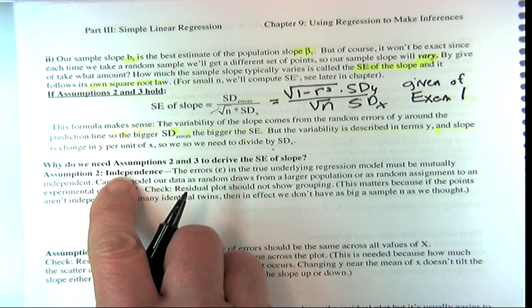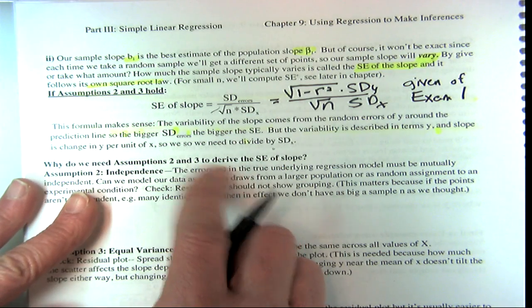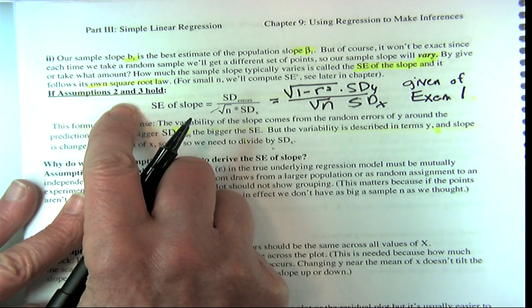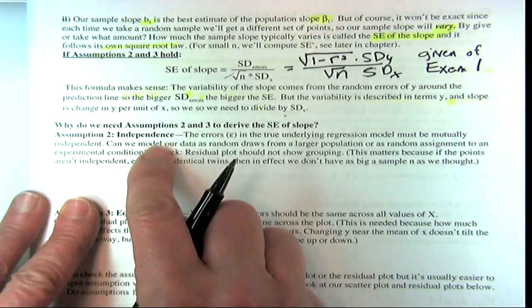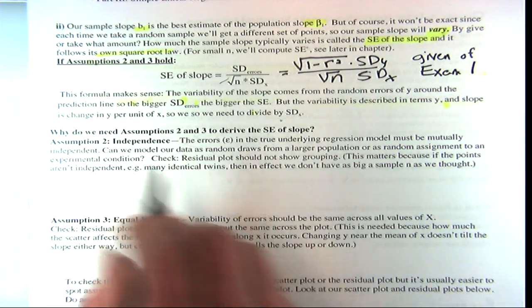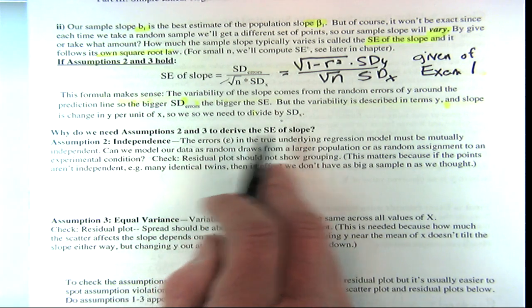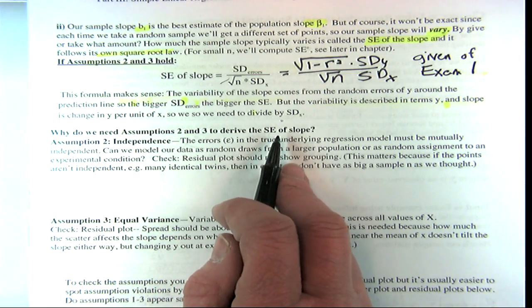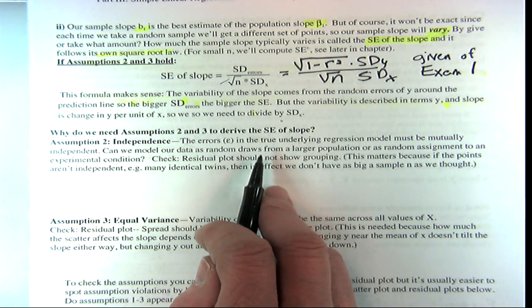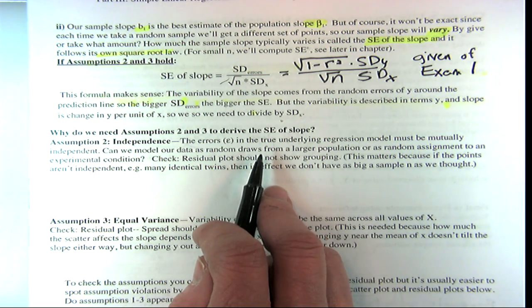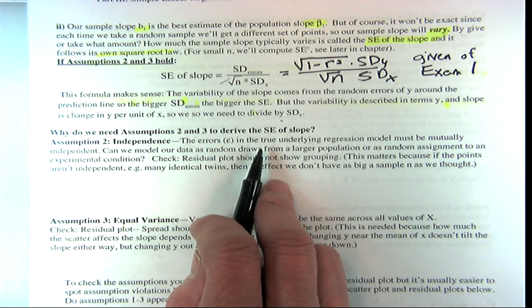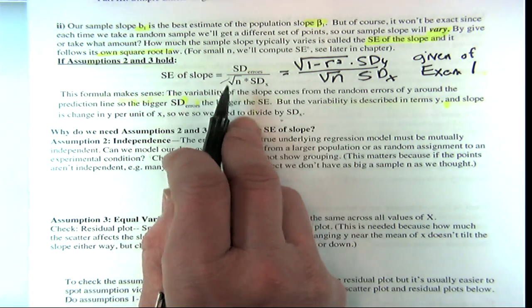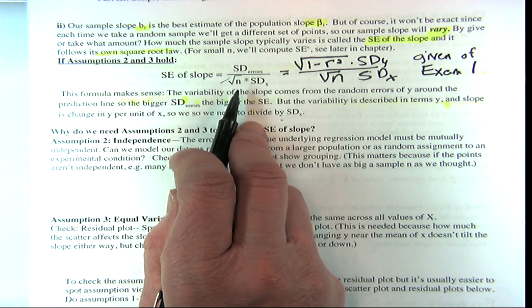Okay, now let's see. I said that you need assumptions 2 and 3 to do this. Why? Why do we need assumptions 2 and 3 to derive the standard error of the slope? Well, we need independence because this square root of n here, what is that? That's the sample size.